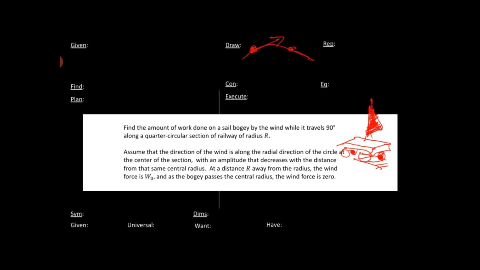And our sail bogey is going to travel along the path in the tangential direction, because the tangential direction is the direction of travel along a path. And then the wind is going to be going up on the left side of the screen and down on the right side of the screen. Talk a little bit more about that in a second.